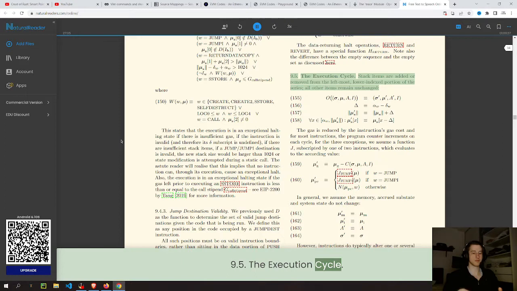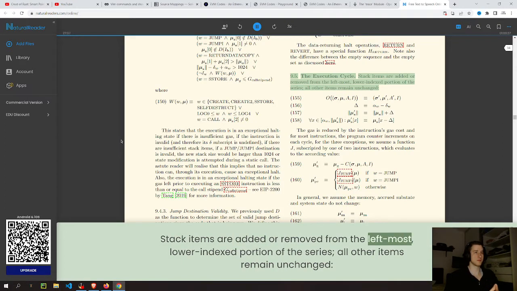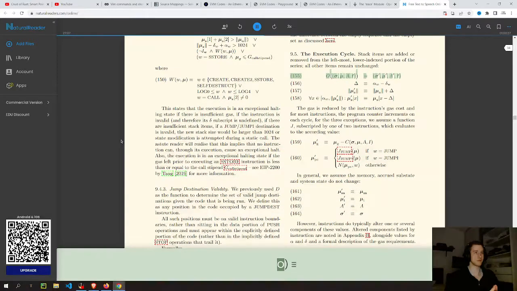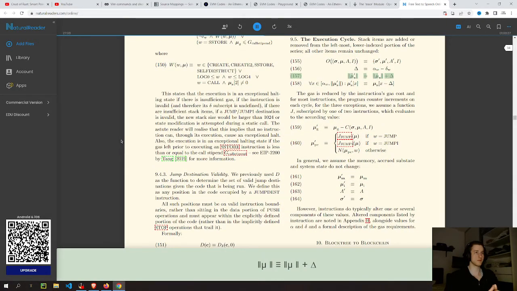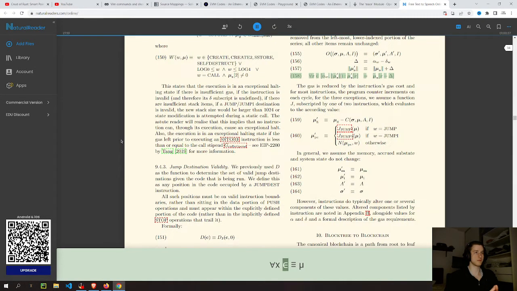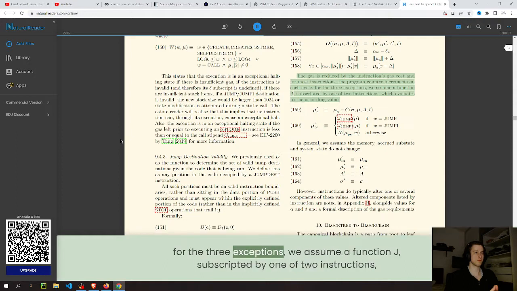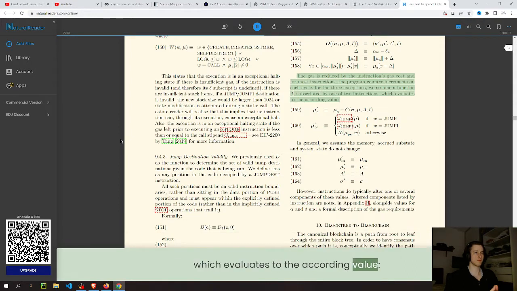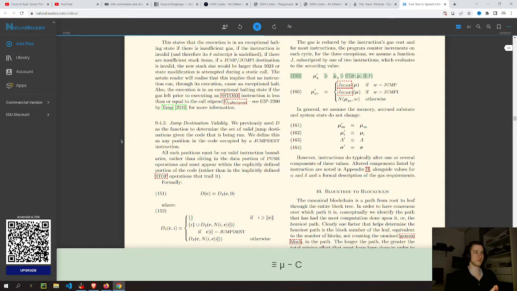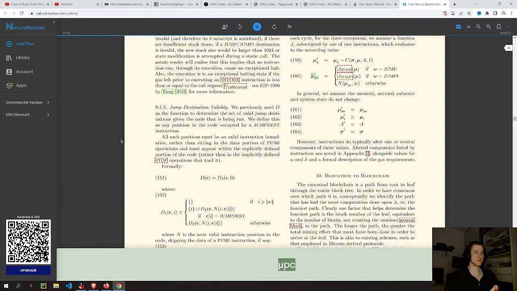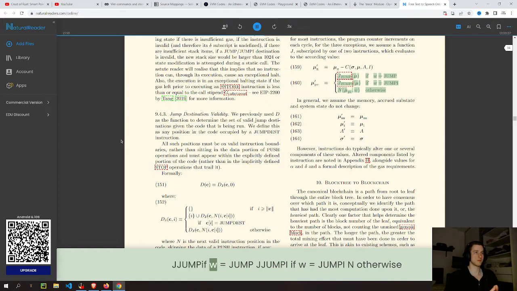9.5 The execution cycle. Stack items are added or removed from the leftmost, lower indexed portion of the series, all other items remain unchanged. O. Alpha delta. Mu mu plus. Turned AX set membership symbol mu. The gas is reduced by the instruction's gas cost, and for most instructions, the program counter increments on each cycle. For the 3 exceptions, we assume a function j, subscript by one of 2 instructions, which evaluates to the according value. Mu. Mu c. Mu pc. JJUMP if W equals jump J jumpy if W equals jumpy and otherwise.